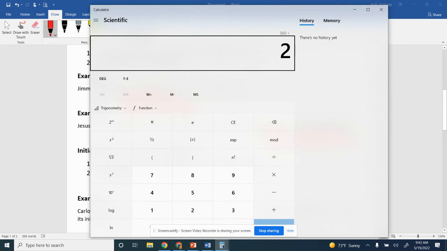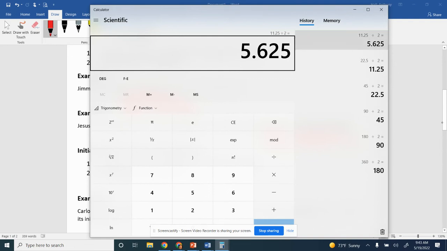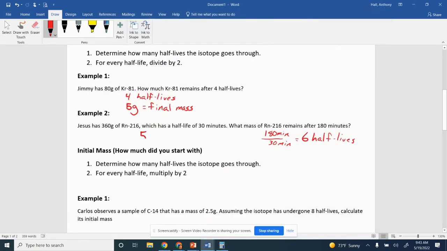So how many times am I going to have to divide by 2? 6. So here's my first. There's 1, 2, 3, 4, 5, and 6. So my final mass that I would end up with in this scenario is 5.63 grams, specifically of that radon-216.